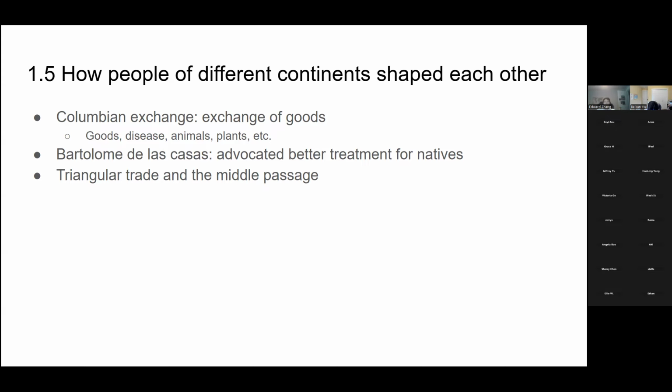And then this triangular trade was also a very important aspect, right? That was the core trade routes of the Columbian Exchange. And the Middle Passage specifically was the part from Africa to America, which transported the slaves.